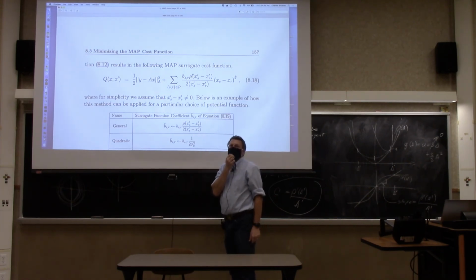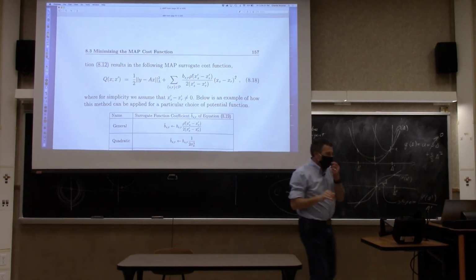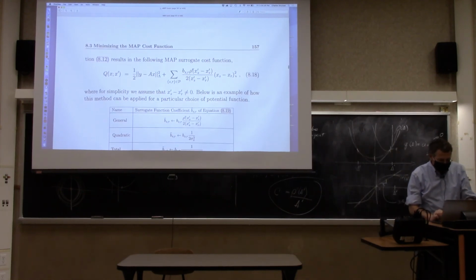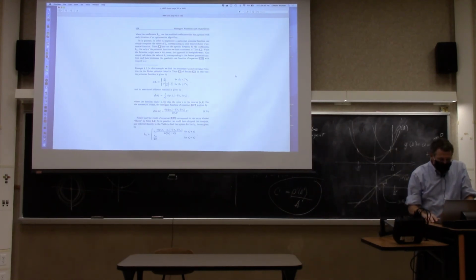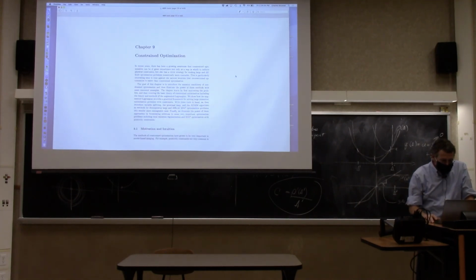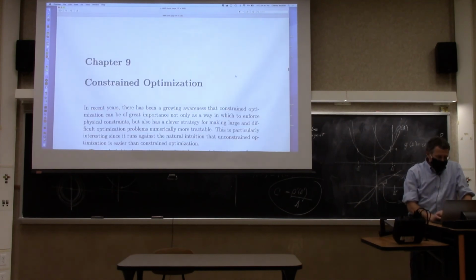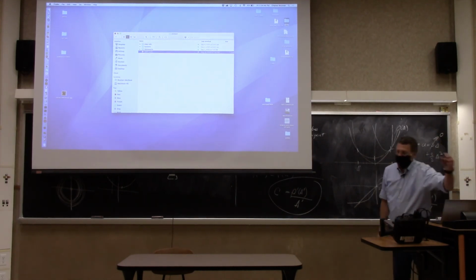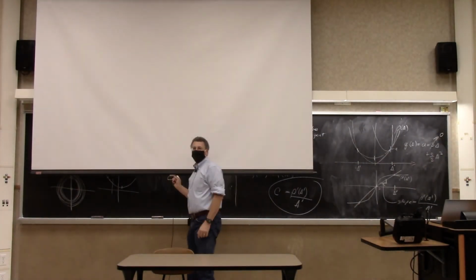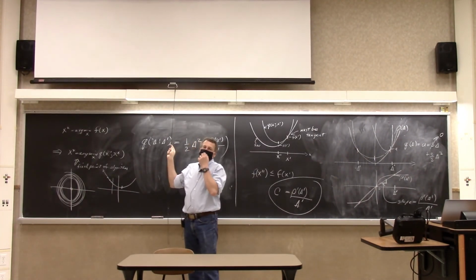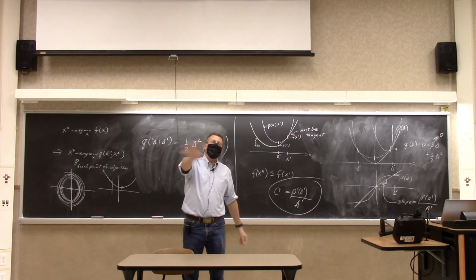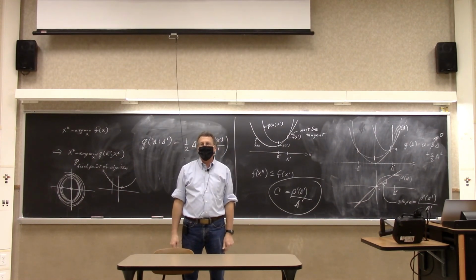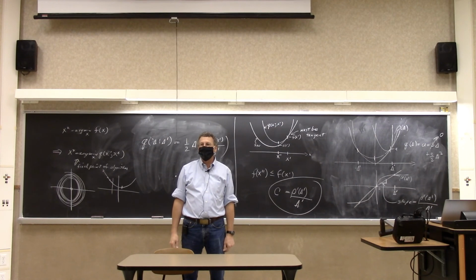Read this and try to understand it as best you can. And then the next time, I'm going to go to the next thing, constrained optimization. Constrained optimization is really cool, and it's super fun. So if you thought you had a lot of fun with surrogate functions and Markov random fields, you're not going to believe how much fun you're going to have with constrained optimization.